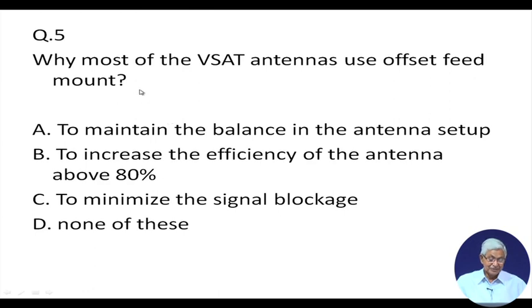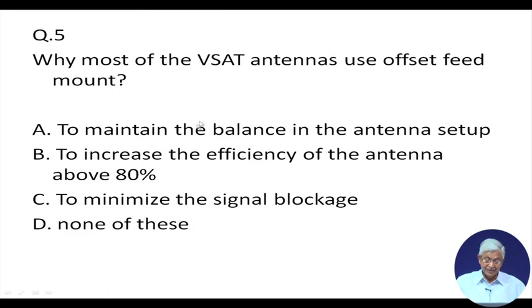Now, this is simple. Why do most of the VSAT antennas use offset feed mount? You try to recollect the diagram, and what is offset feed mount? Normally a parabola has a feed at its focus, but in the VSAT, in the bank ATM and many other, your DTH, you will see that the parabola and feed is not coming at the focus, it's slightly offset. Now, the options are: to maintain the balance of the antenna setup, to increase the efficiency of the antenna above 80%, to minimize the signal blockage, or none of these.